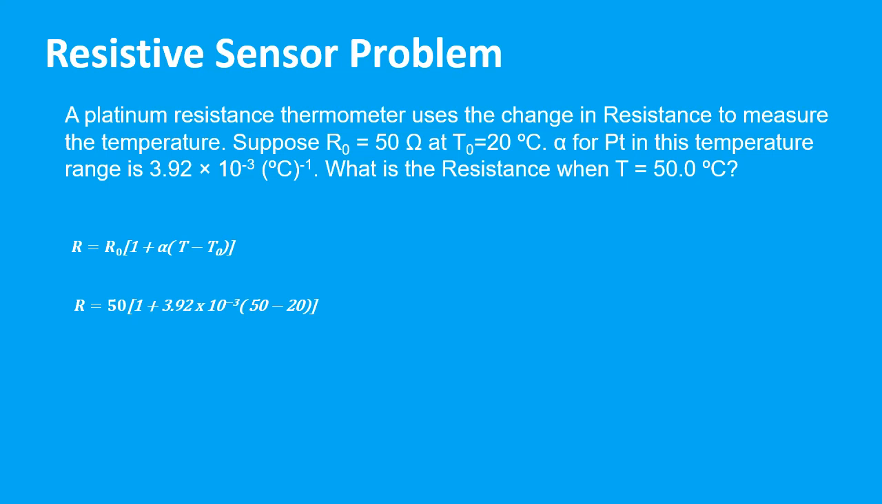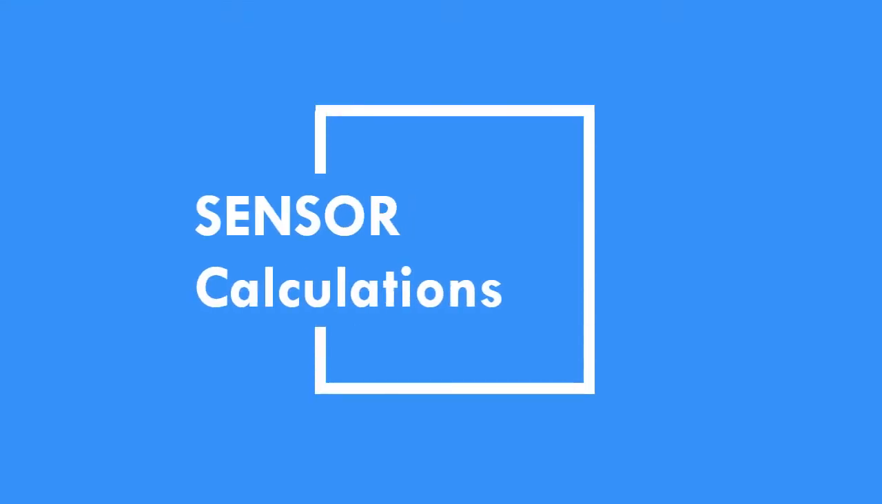We have 50 times the quantity of 1 plus 3.92 times 10 raised to negative 3 times the quantity of 50 minus 20. This is the final temperature minus the initial temperature. So now we plug this into our calculator and we get R is equal to 55.9 ohms. Now take note, the unit for resistance is ohms. And that's it for resistive sensor problems. Now this is the end of sensor calculations.